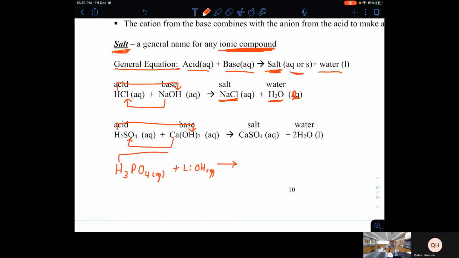So switching partners, hydrogen will go off with the hydroxide, lithium will go off with the phosphate. Lithium is a +1, phosphate is PO4 3 minus, so I get Li3PO4. And I'll tell you that this one's going to be aqueous. Eventually, you'll find out how to figure out if it's aqueous or whether it's going to be a solid. So that we'll go over.